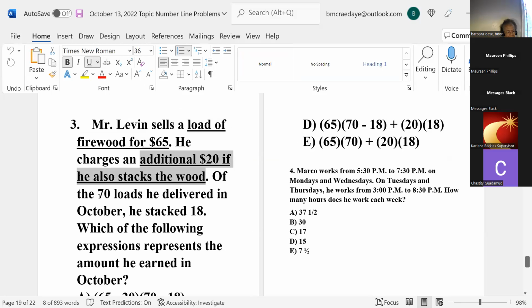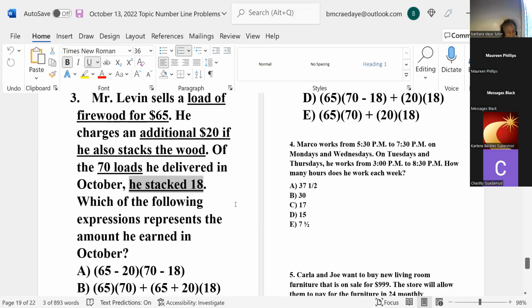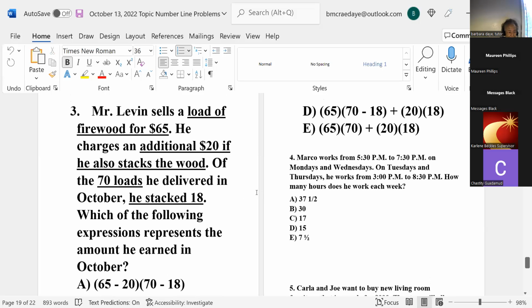Yeah. 70 loads he delivered in October. So let's underline the 70 loads. And how many did he stack? He stacked 18. So none of these are dummy figures, because in some problems you have figures you don't need in the calculations. All these figures you would need in the calculations: 65, 20, and 70.